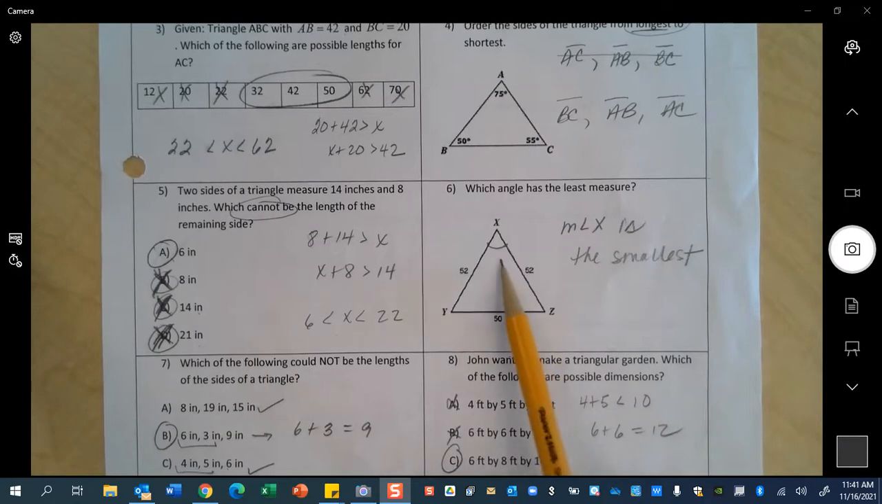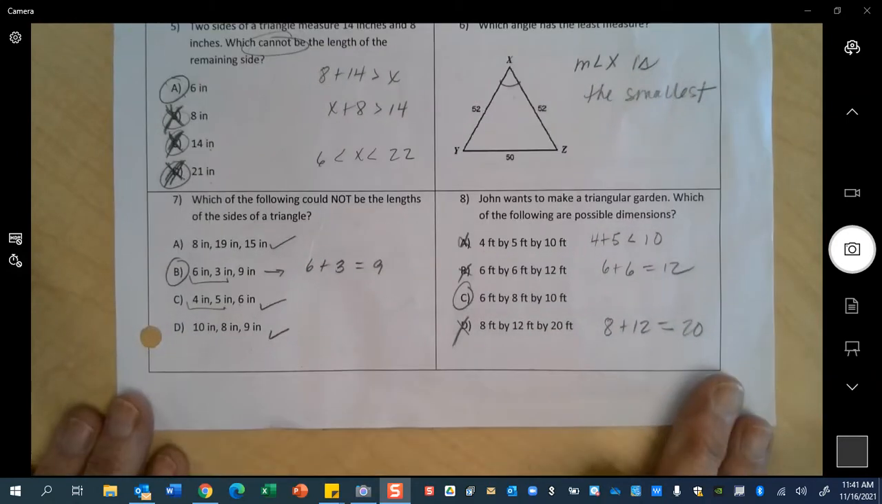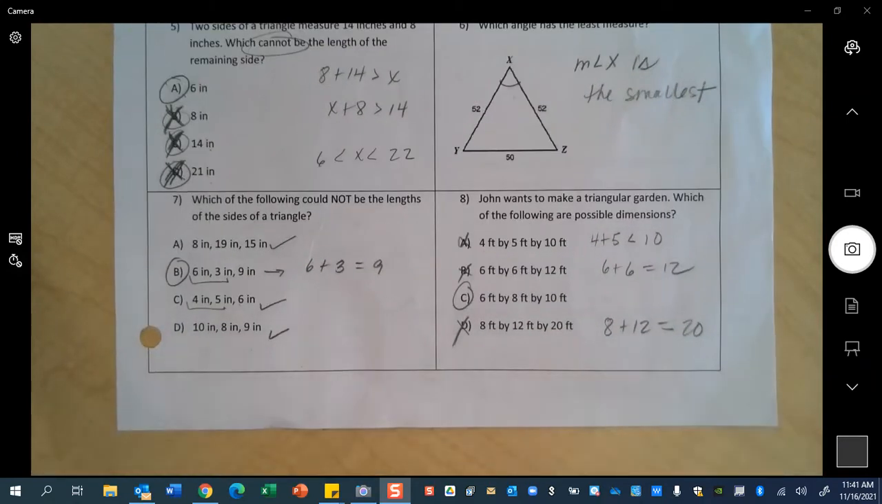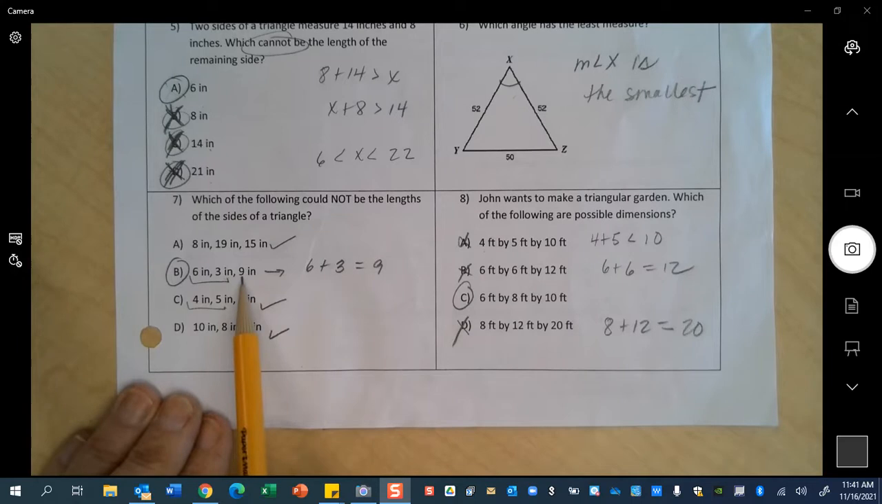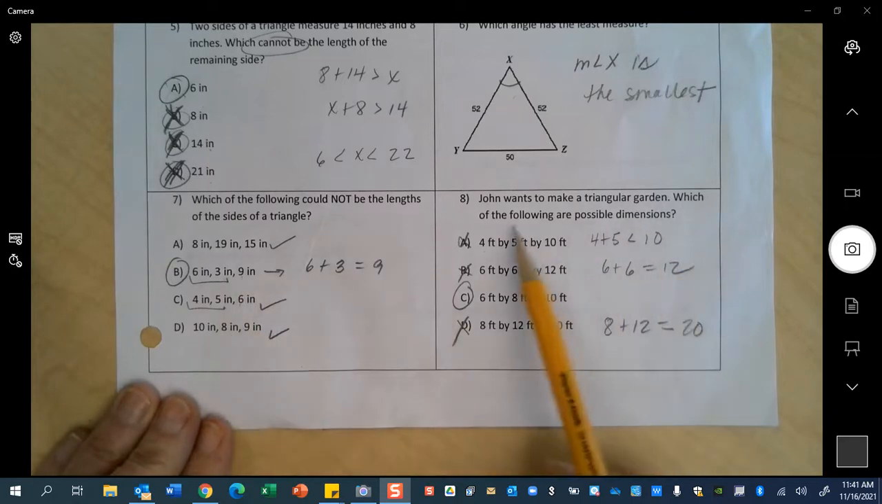Measure of angle X is the smallest for number 6, and 7, which could not be the length of the sides of a triangle because 6 plus 3 is equal to 9, which are possible dimensions. These are all no's. So the answer there is C. Go ahead.